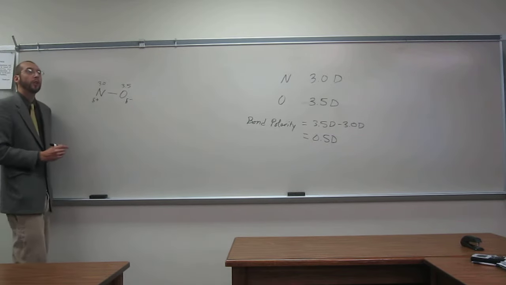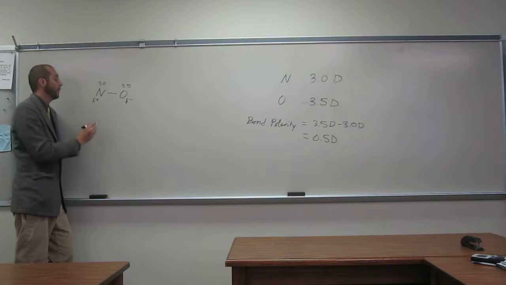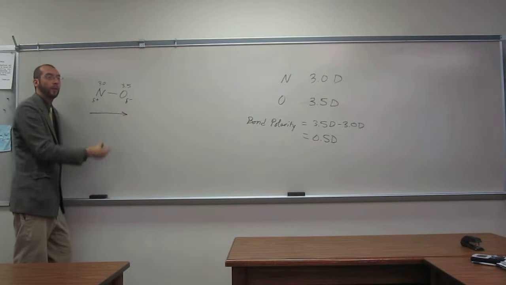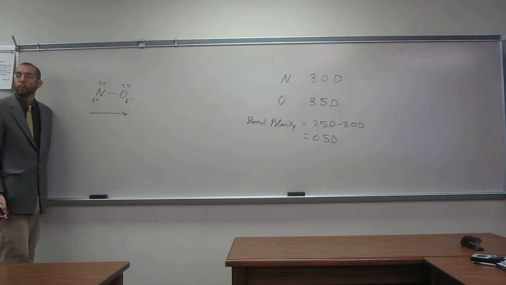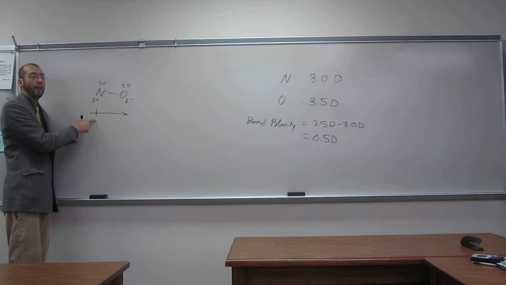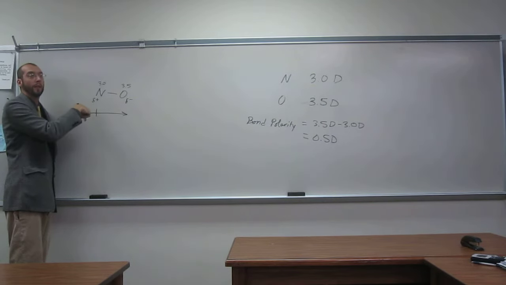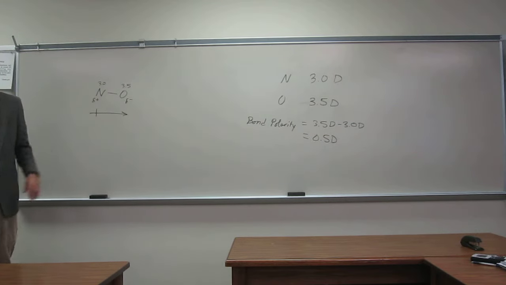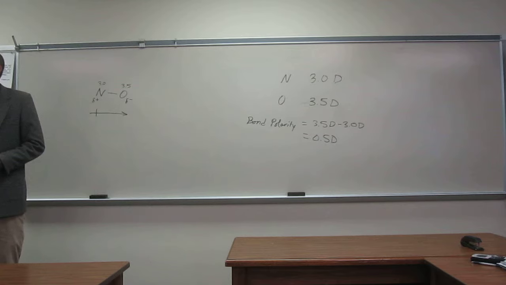Or you can draw a dipole arrow, okay, which is an arrow that points towards the more electronegative atom, and the butt of the arrow has a plus sign. Okay, so the plus indicates which one is more positively charged, and the head of the arrow indicates which one's more negatively charged. Is everybody okay with that?